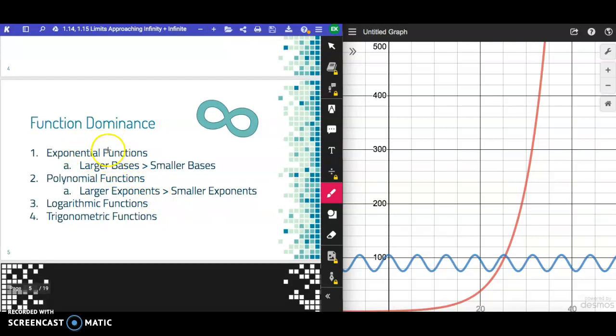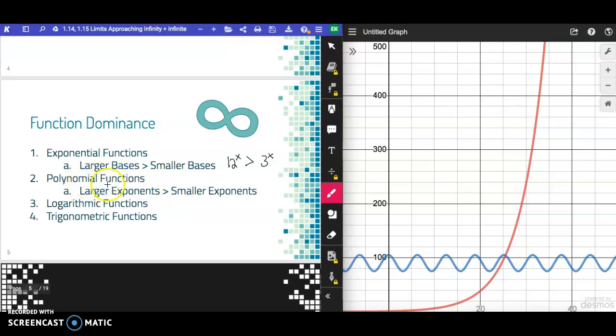So exponential functions are the most dominant, and amongst exponential functions, larger bases are greater than smaller bases. So if you had 12 to the x, that's going to beat out, that'll be greater than 3 to the x. And so the largest exponential base that you can find is going to be the function that determines a lot of what happens as x approaches infinity and negative infinity.